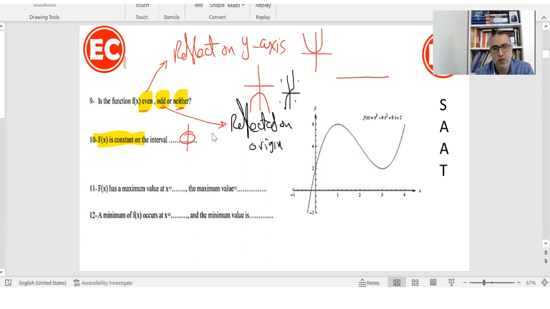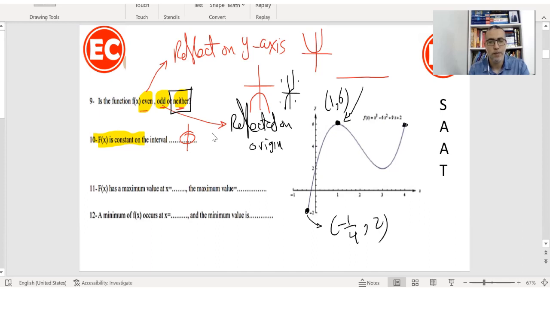So the function in front of us is neither even nor odd. Now, f of x has a maximum value. Here is the maximum value. Let's consider that this is the maximum point. So this maximum point is at 1 and 6. And the minimum point of the curve is the last point here at -1/4 and -2.